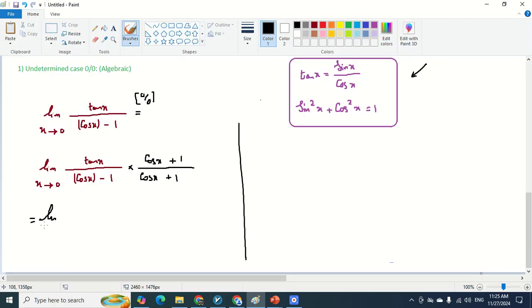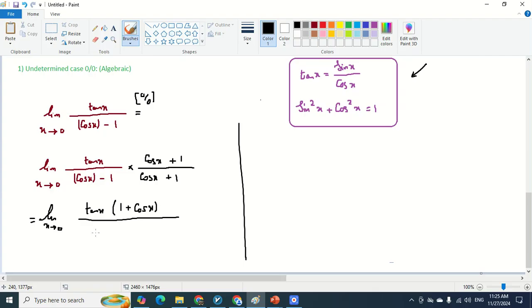Then I can reach this, meaning that it will be equal to the limit of x tending to 0 again. But at the numerator we have the same thing, meaning that at the numerator we have tangent of x multiplied by cosine x plus 1. It doesn't change anything else. Let me just put the 1 at the left side to avoid any misunderstanding of that expression.